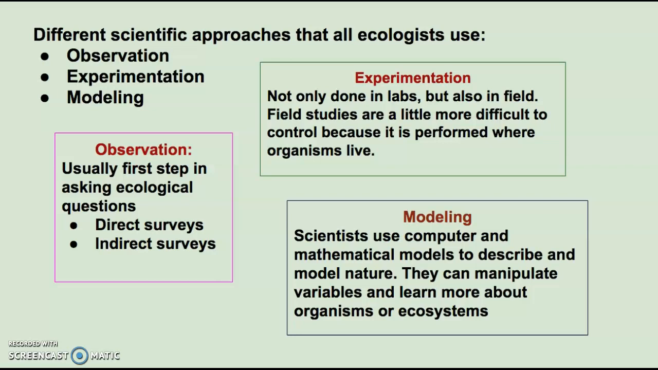Then you're going to read about modeling. These are used when some events are difficult to study directly, so scientists can use computer models and mathematical models to describe and model nature. They can even manipulate variables, and they can learn more about organisms and ecosystems.